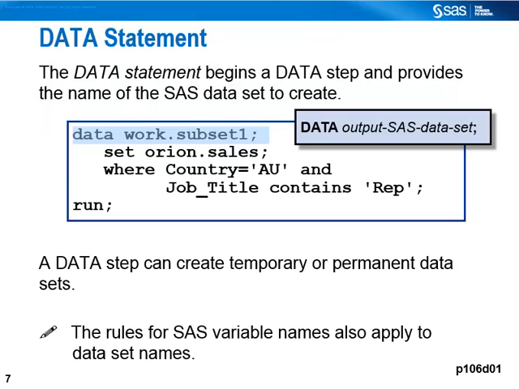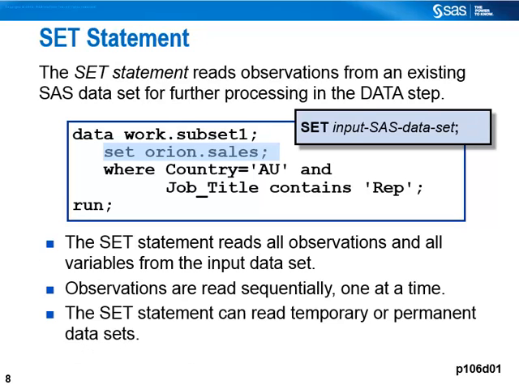A data statement starts the data step and names the data set being created. In this program, the data step creates a temporary data set named subset1 in the work library. A data step can create a permanent data set by storing the new data set in a permanent library. For example, orion.subset1.